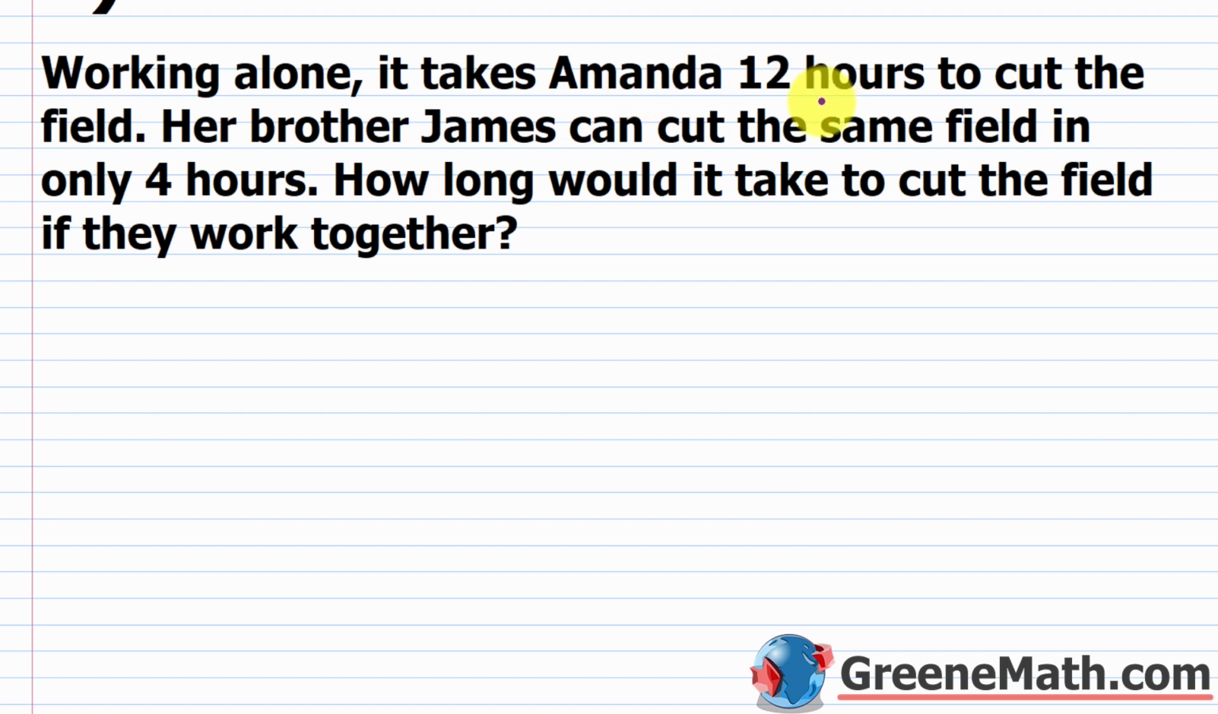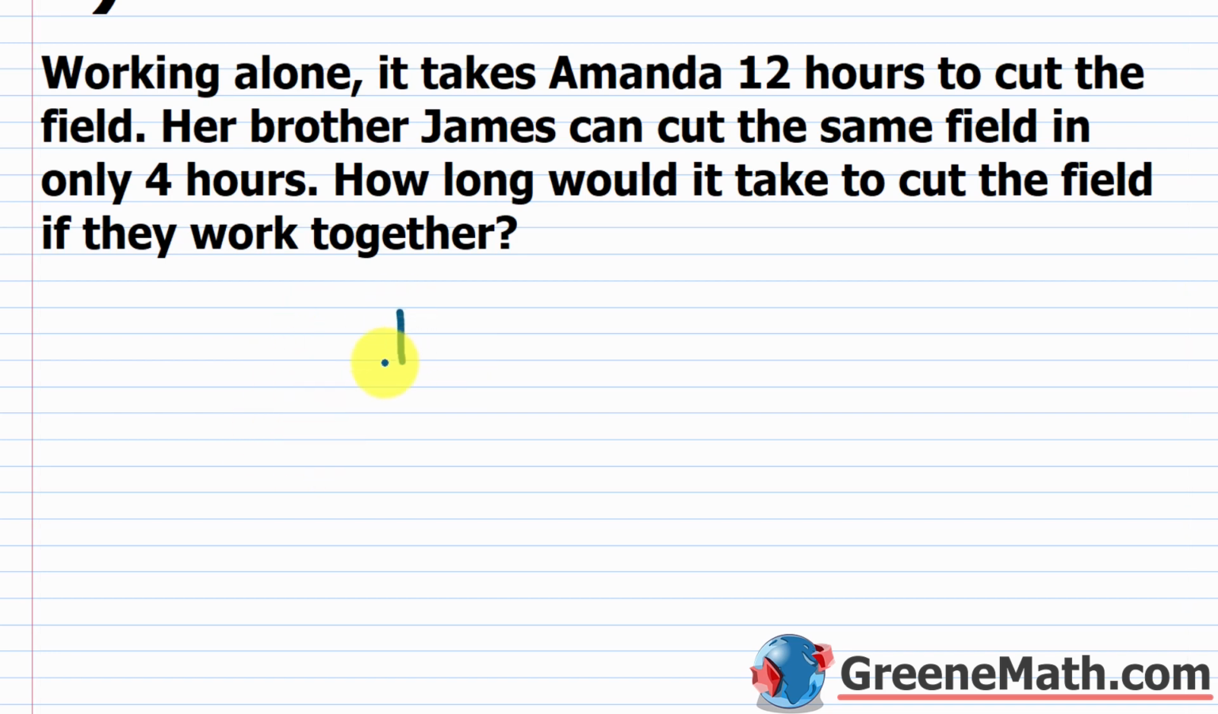So for Amanda, in 1 unit of time, which is 1 hour, she's done 1/12 of the job. You're going to add that to the amount of the job that James can do in an hour. Takes him 4 hours. So in an hour, he's done 1/4 of the job. If we get a common denominator here, I'll multiply this by 3 over 3. This is 3 over 12 here. And then 3 over 12 plus 1 over 12 is 4 over 12, which is basically 1/3.